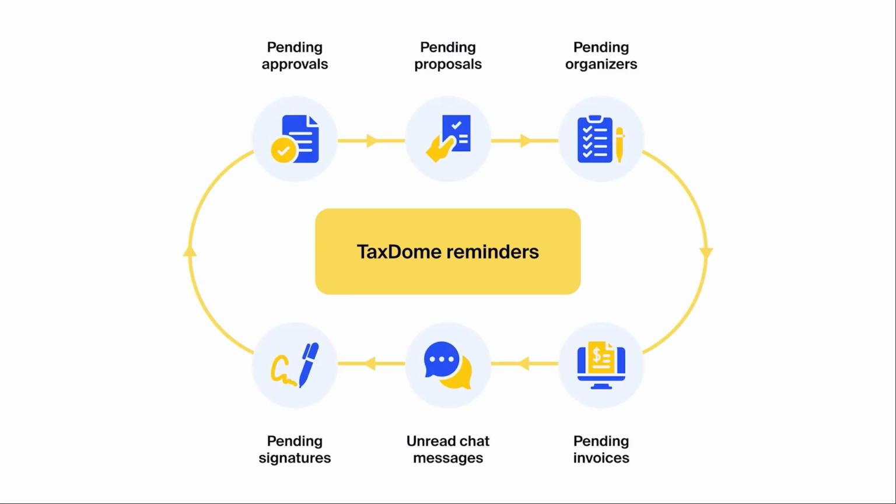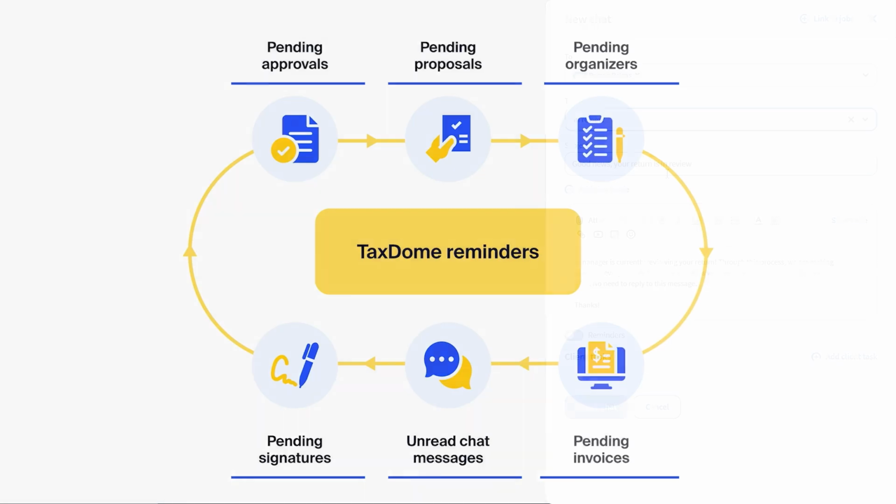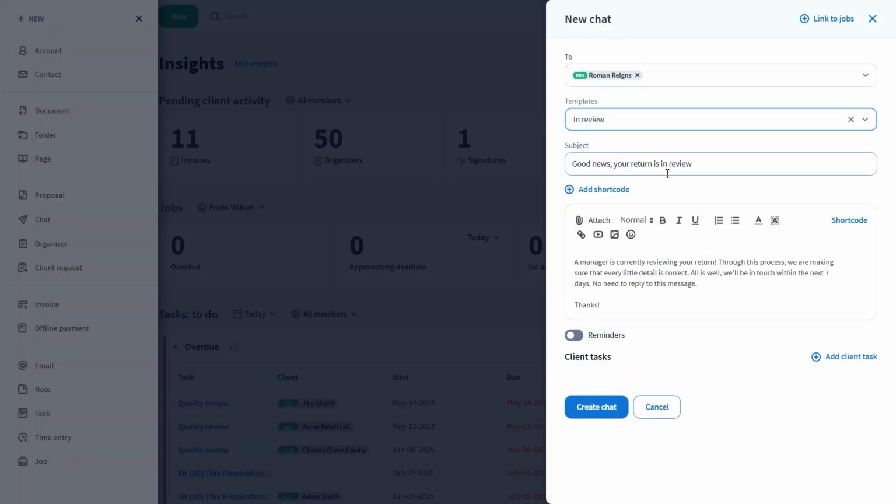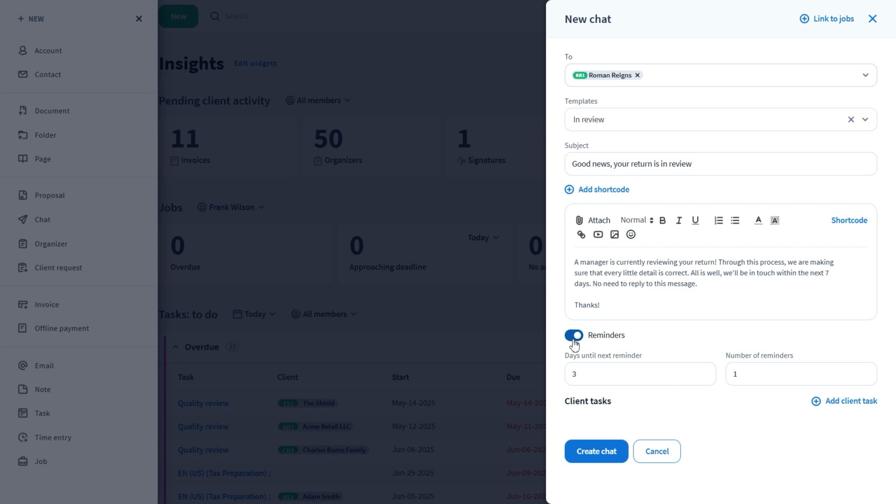You can usually send out reminders when sending out documents, contracts, messages, organizers, or invoices. Let's see an example. When sending a message, simply turn on the Reminders feature to set up extra notifications. By default, a reminder will be sent to your client 3 days after the message, but you can easily adjust the timing to fit your needs.